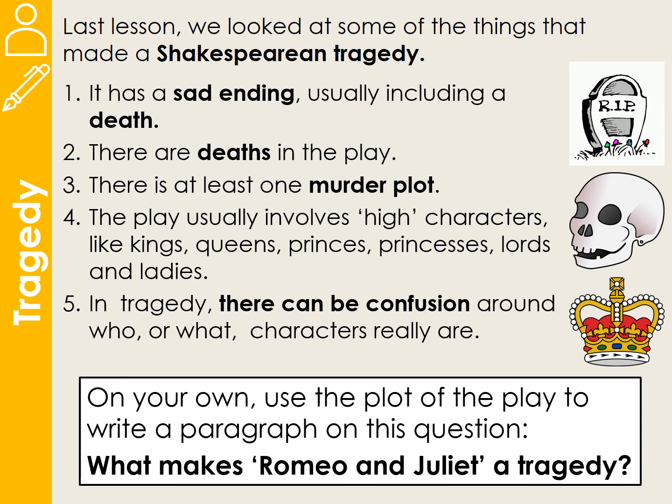So on your own, use the plot of the play to write a paragraph on this question: what makes Romeo and Juliet a tragedy? At this stage, if you don't really remember, you have the summary in front of you or on the PowerPoint, so you can go back and forth and try to remember. I really think it would be a good idea at this point to create a timeline of major events in the play, which both this PowerPoint and the video that's tagged in at the end or on Show My Homework can help you with. So a little plot graph, so to speak. But over and above that, what we're looking for is a paragraph about what makes Romeo and Juliet a tragedy. So pause it now and write your paragraph.